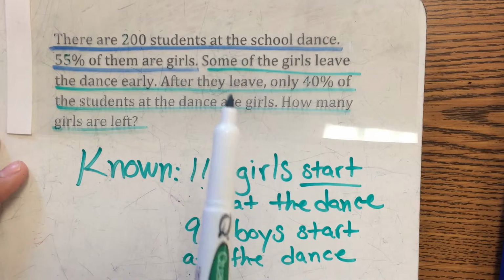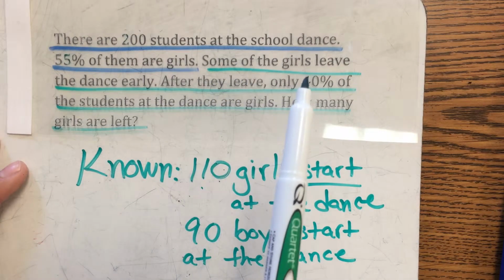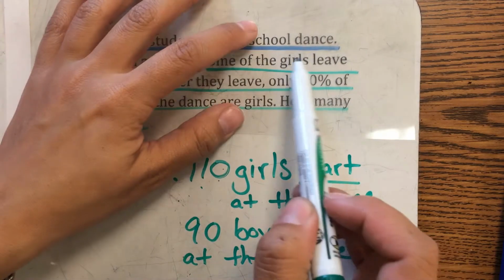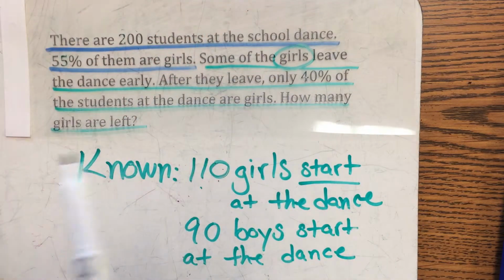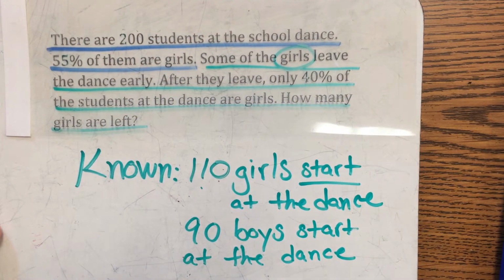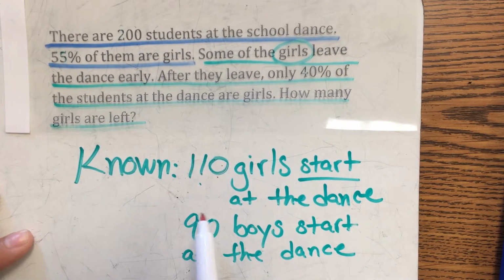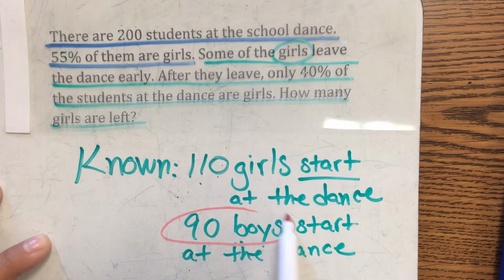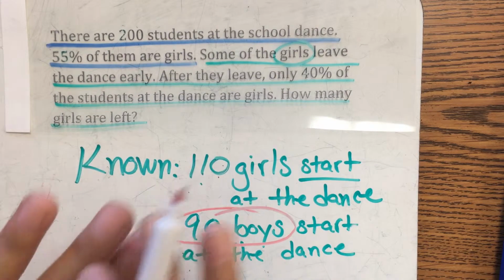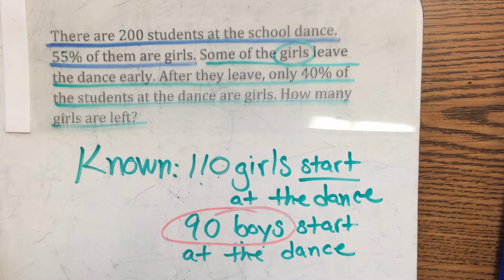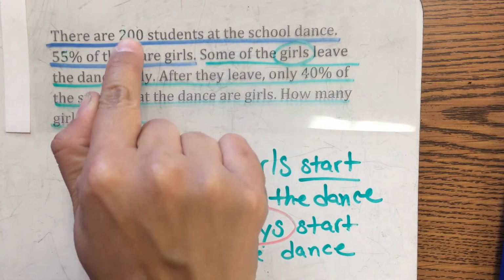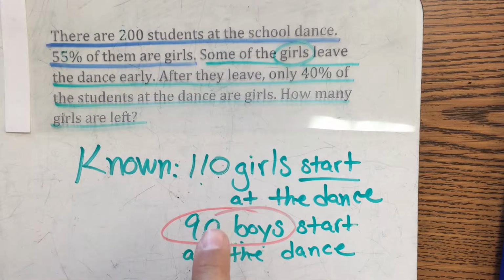Now, the question says some of the girls leave. Some of the girls. It doesn't say anything about boys leaving. So when you do the rest of your calculations, this number of boys is not going to change. No boys left the dance. Out of 200 students that started there, 90 boys started there and 90 boys finished.